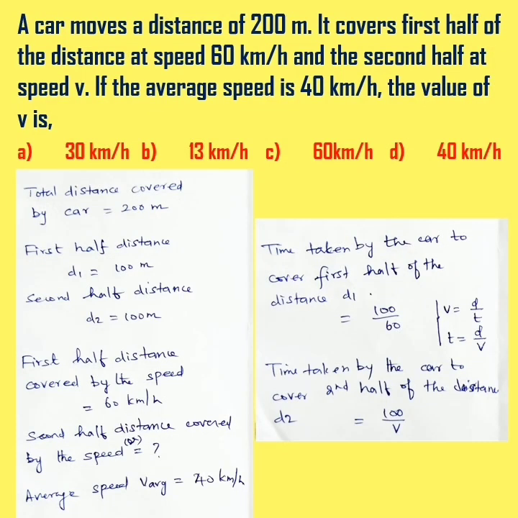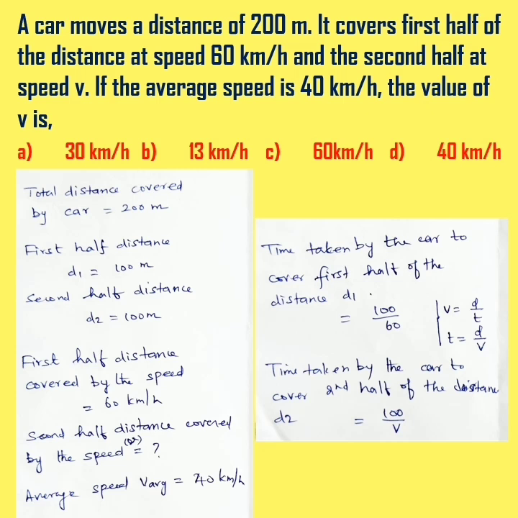A car moves a distance of 200 meter. It covers the first half of the distance at a speed of 60 km per hour and the second half at the speed of v. If the average speed is 40 km per hour, the value of v is: 30 km per hour, 13 km per hour, 60 km per hour, 40 km per hour.